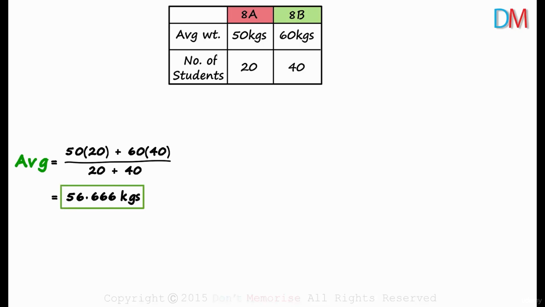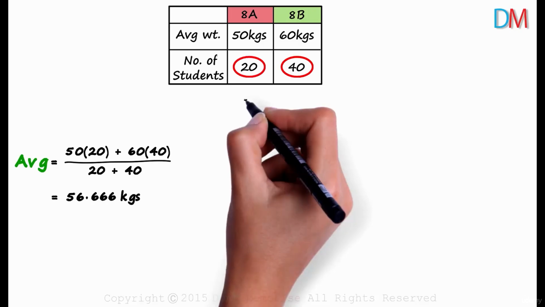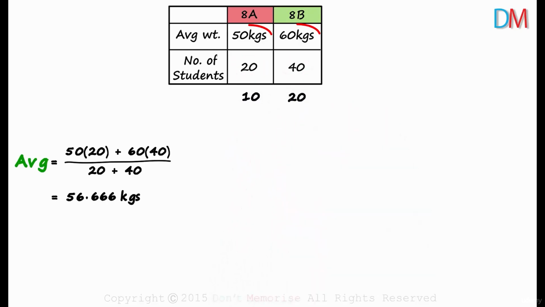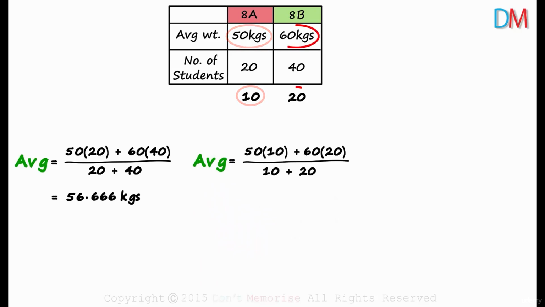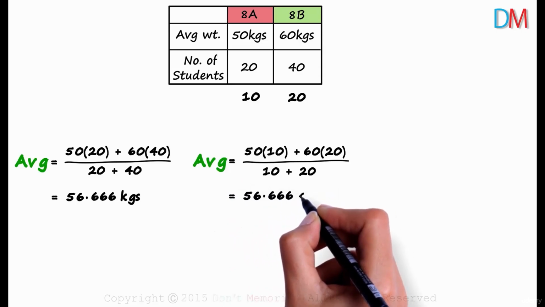This is the overall average weight of class 8. Now let me modify the question slightly. What if I told you that the number of students in division A and B were 10 and 20 respectively? The average weights are the same, but the number of students are 10 and 20. What will be the overall average in this case? It will equal this: 50 times 10 plus 60 times 20 divided by 10 plus 20. Total weight divided by the number of students. This is 500 plus 1200 divided by 30. 1700 divided by 30 will give us the answer as 56.666 kilograms.